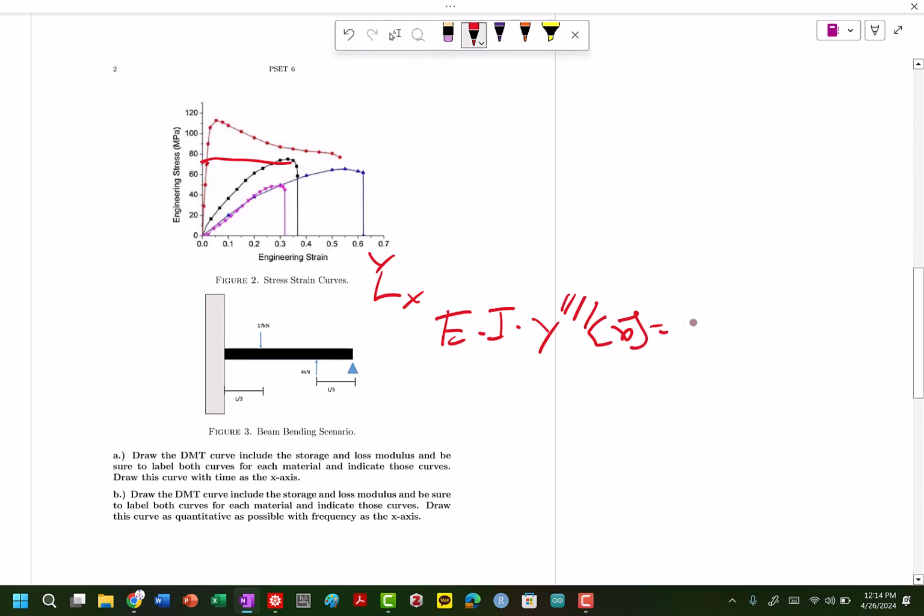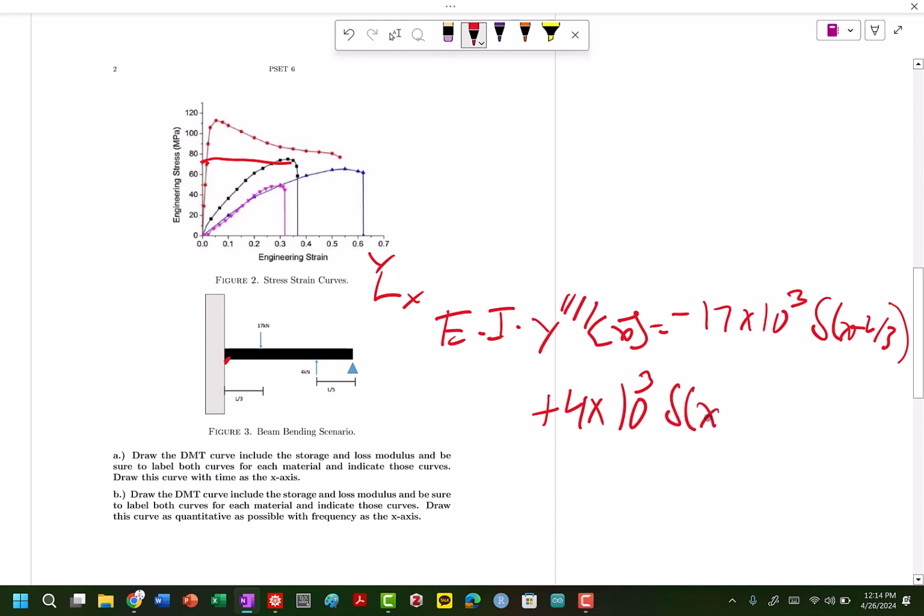Now it's going to be equal to, I'm going to start here as our origin. Now it's going to be equal to minus 17 times 10 to the 3 newtons, Dirac delta, and that load is applied at x minus L over 3, plus 4 times 10 to the 3 at basically this value, Dirac delta at x minus 4L over 5. We also have that our displacement at 0 must be equal to 0.